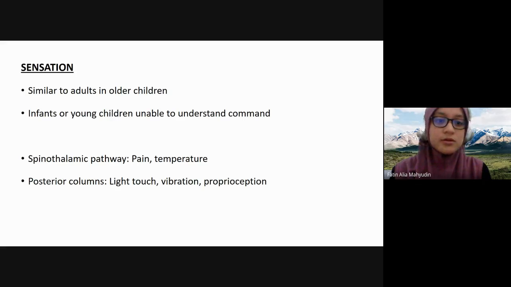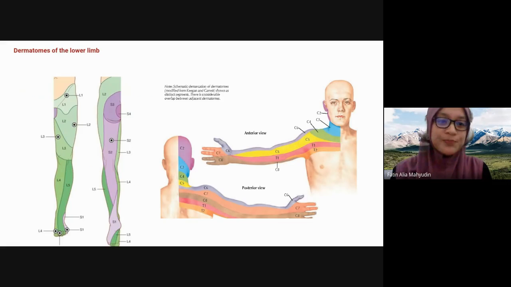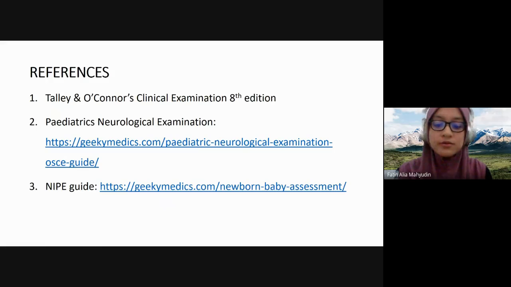So these are the dermatomes for the lower limb and the upper limb. I'm sure you are all already very familiar with the dermatomes. So that is all from me.